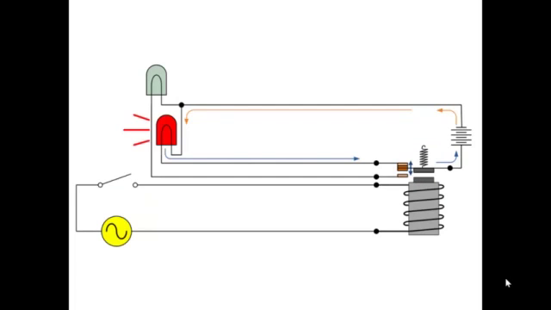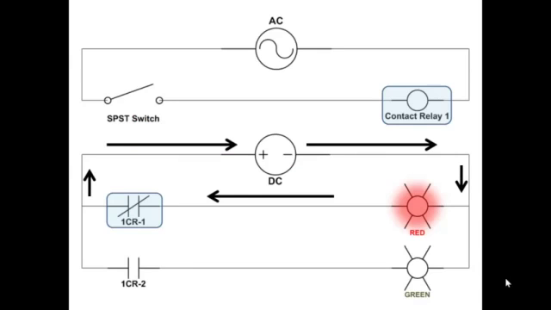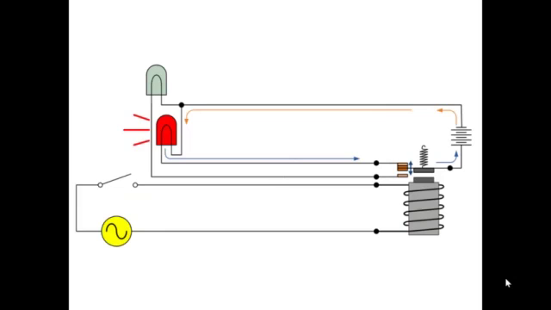Looking once again at our illustrated diagram here, you see those two halves of the circuit. The upper half is the AC part, the lower half is the DC part. Let's watch this circuit action one more time.